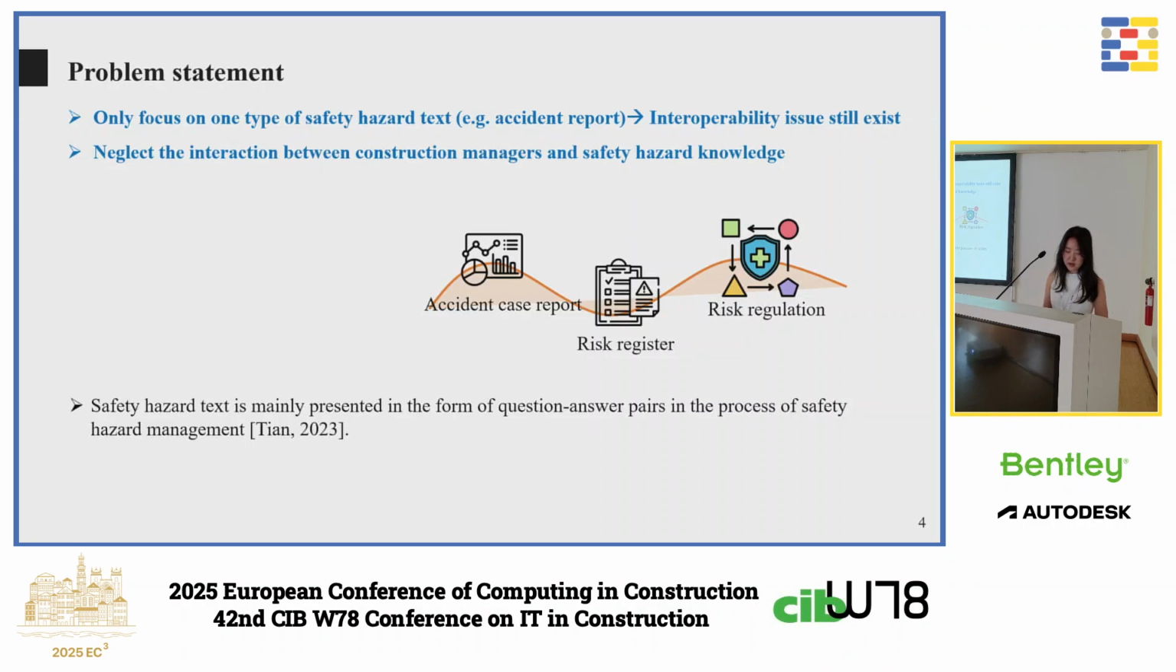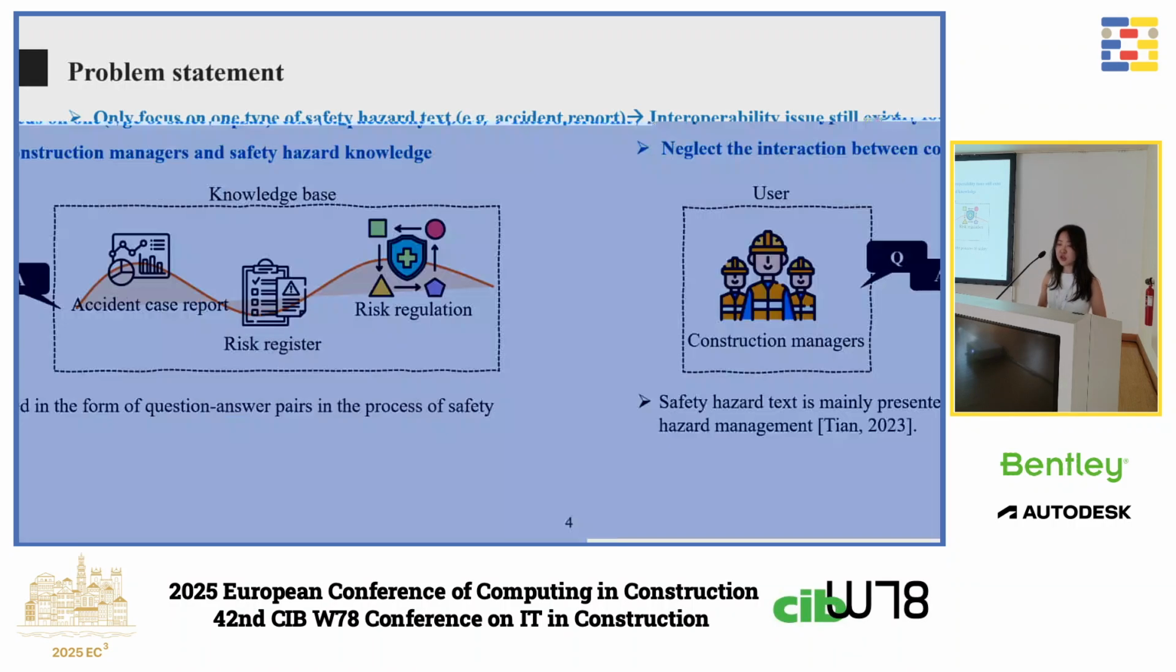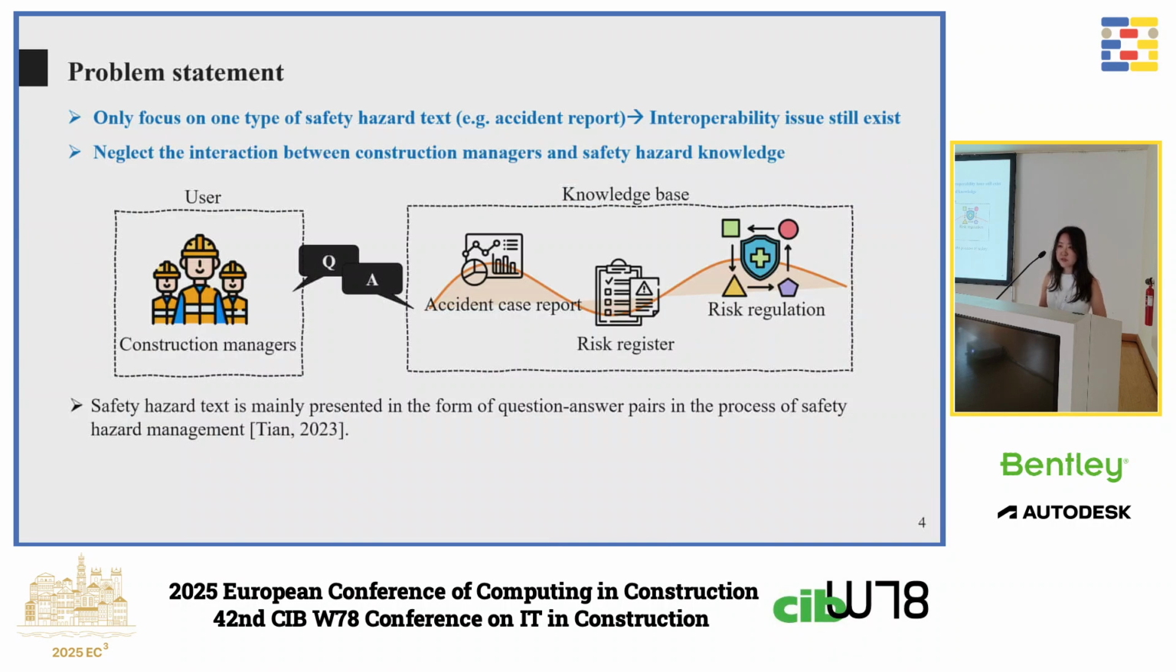And second, they neglect the interaction between the construction manager and the safety hazard knowledge. In this case, the managers are the users, and these texts are the source of the knowledge base. When the user requires an answer from the knowledge base, there is always a lack of a direct way to fetch the answer. So intuitively, we want an intelligent QA system to directly search the knowledge base and fetch the answer, and this is because the safety hazard text is mainly presented in QA pairs.